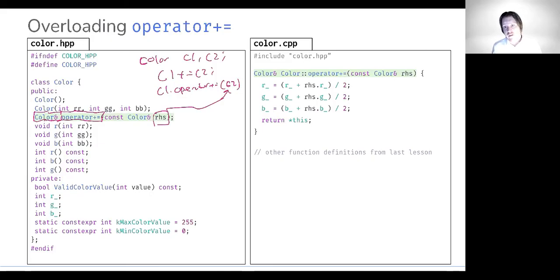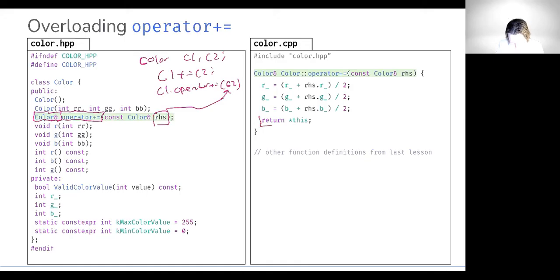The new R value for C1 is going to be its previous value plus the value of that on the right-hand side. And we're going to divide that summation by 2. And we're going to follow that similar process for G and B. At the end, it would be the equivalent of taking maybe blue and red paint and mixing them together. That's what we're doing here. We're essentially just creating a blend, assuming equal parts.